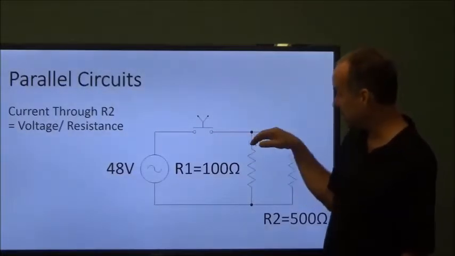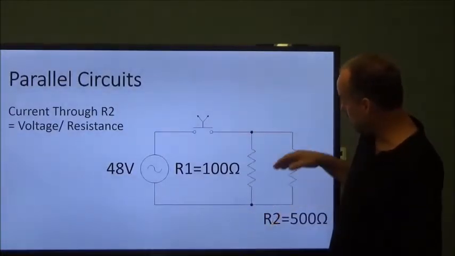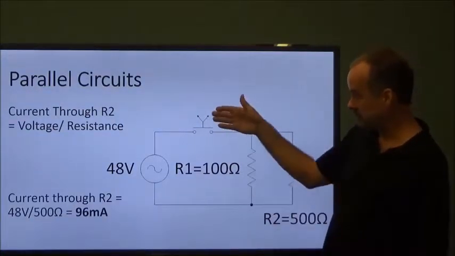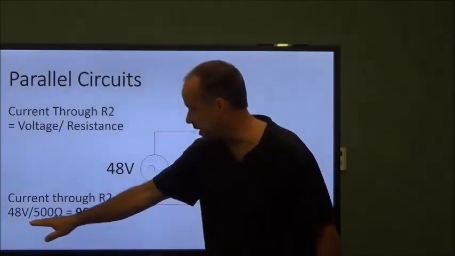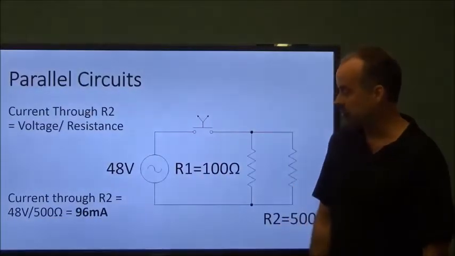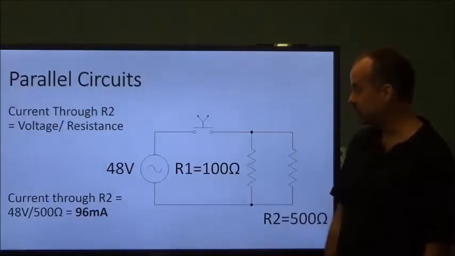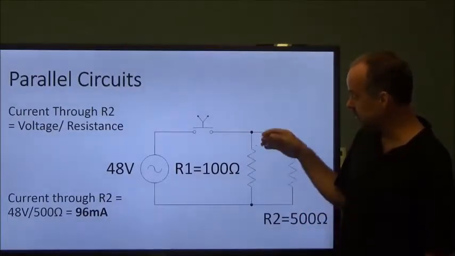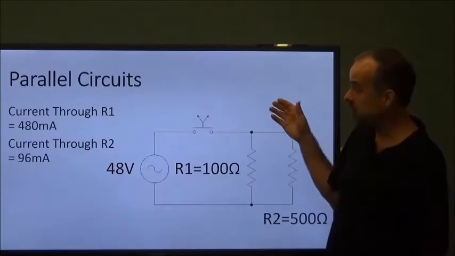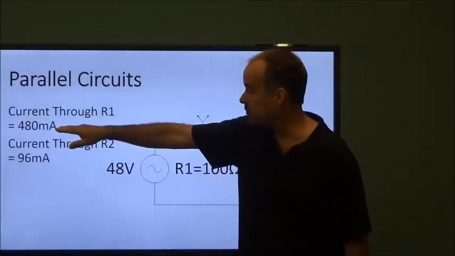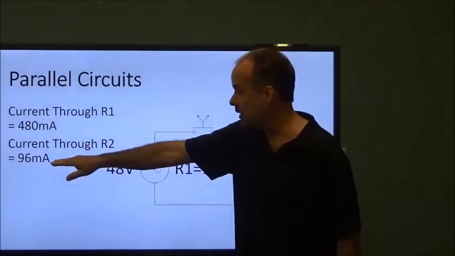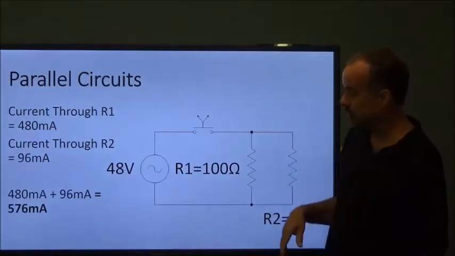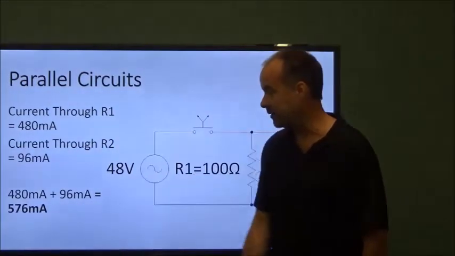R2, I could do the same thing. I've got 48 volts across R2, and my resistance is 500 ohms. So if I do my Ohm's law calculation, 48 volts divided by 500 ohms comes up to be 0.096 amps, or 96 milliamps through this branch. So if I want to confirm this, I've got 480 milliamps through R1, 96 milliamps through R2, so that's what's flowing through each of these. Does that equal my total current? And if you add them together, you find that it does.